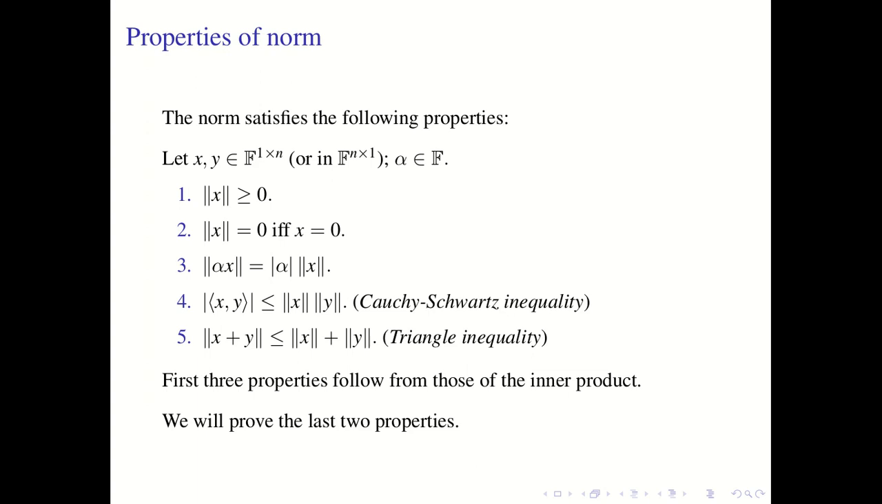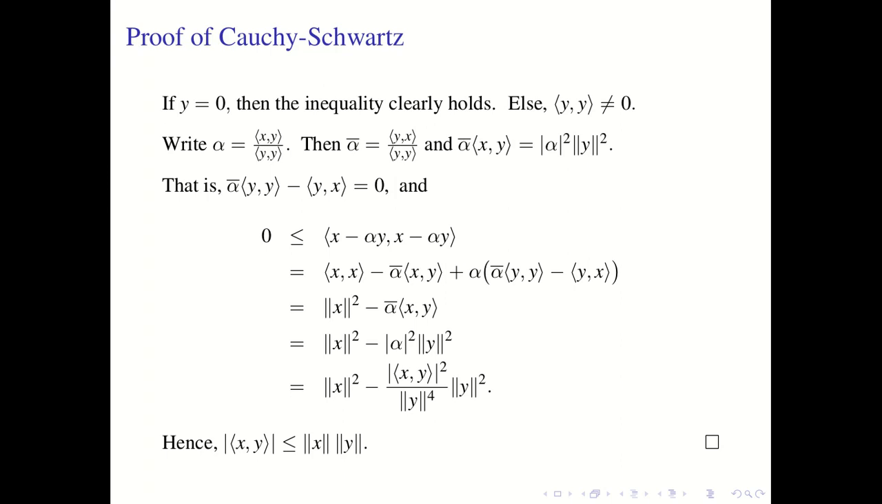The next two properties are called the Cauchy-Schwarz inequality and the triangle inequality. Mod of inner product xy is less than or equal to norm of x times norm of y. That's called the Cauchy-Schwarz inequality. And norm of x plus y is less than or equal to norm of x plus norm of y. This is called the triangle inequality. We will prove both these inequalities.